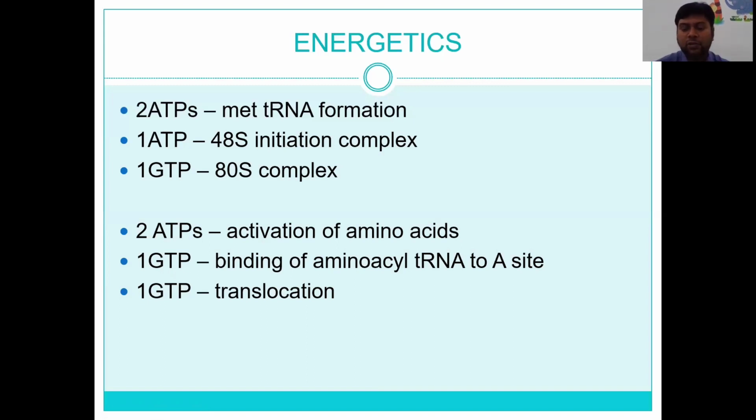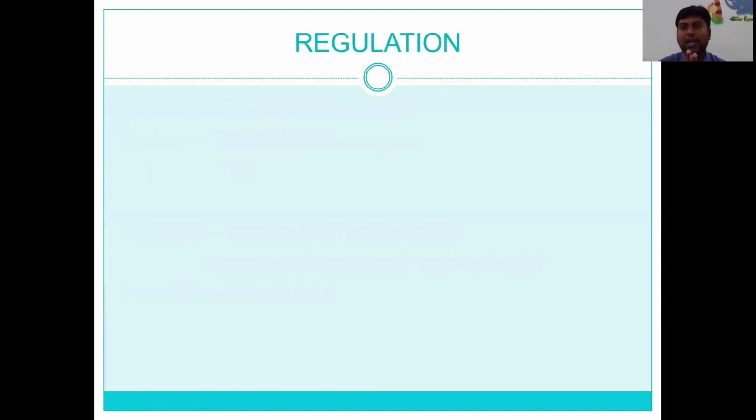Next, coming to the releasing phase or termination phase, there we need 1 GTP for the termination process. So that's it about the energetics related to the translation process. Next we'll move on to the regulation.